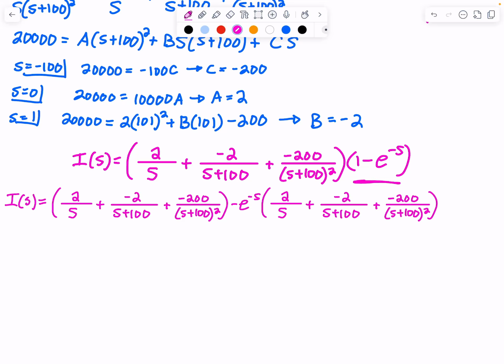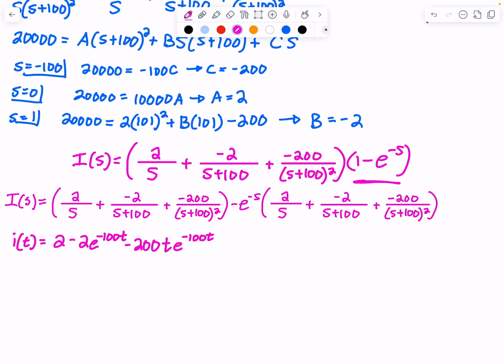And then we treat it, let's go through it. So then I of t is going to just be a 2, and then a minus 2 e to the negative 100 t. Okay, and then what happens here, if I have the s plus 100, this is kind of like the derivative thing. I get minus 200 t e to the negative 100 t, right?